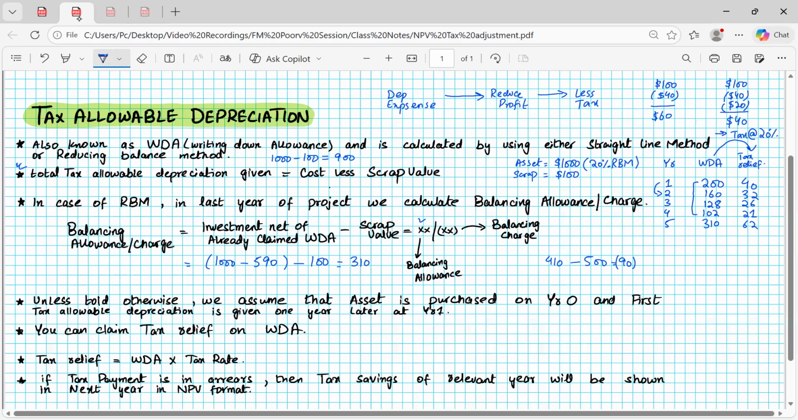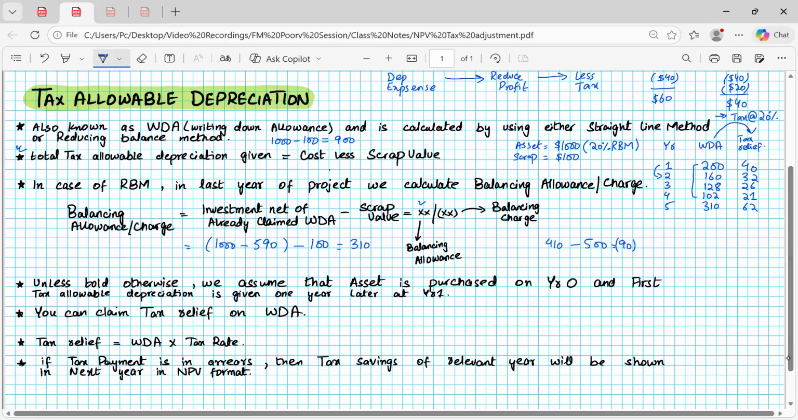Okay. Now let's read these points, and then we will do a few examples regarding this. Unless told otherwise, we assume that the asset is purchased at year zero and the first tax allowable depreciation is given one year later, at year one. Our assumption is we purchase the asset at start, year zero, and the first depreciation or written down allowance is going to be at year one. You can claim tax relief on written down allowance, and I just told you how to calculate that: whatever the written down allowance is, you multiply that with the tax rate.